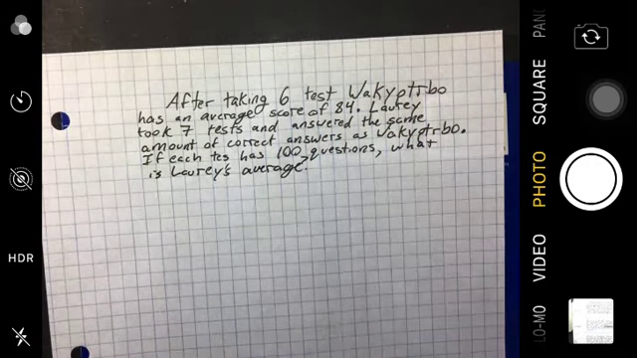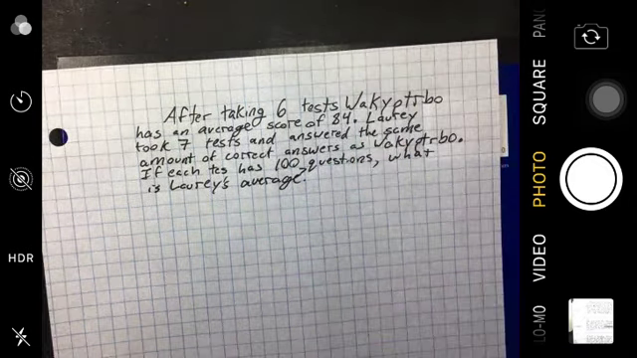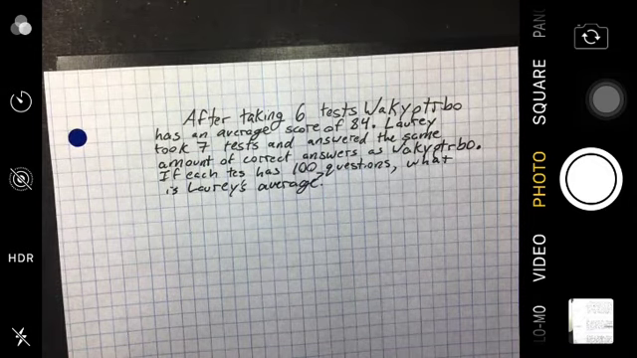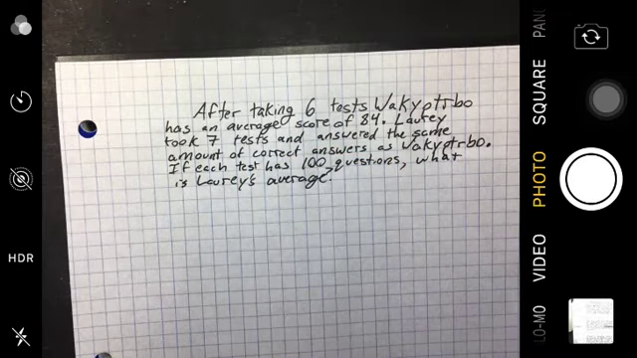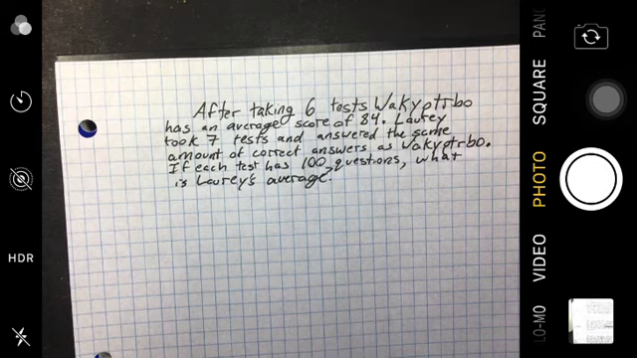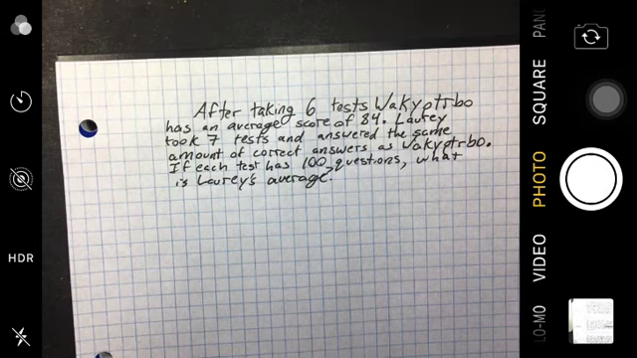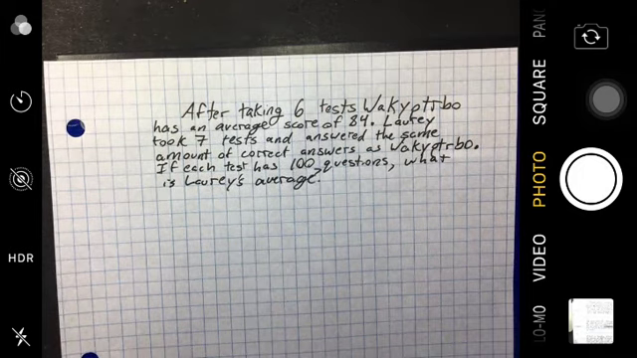So after taking 6 tests, Waki Peterborough has an average score of 84. Lori took 7 tests and answered the same amount of correct answers as Waki Peterborough. If each test has 100 questions, what is Lori's average? So this is an example of an average question that has a variation on it that's kind of tough. What do you guys think about an answer on this one? Or do you have any questions on maybe even how to do this one?